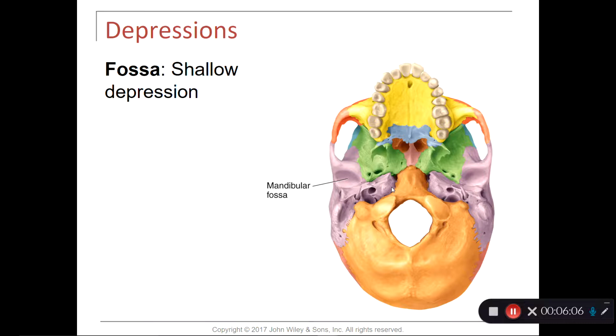Depressions, we're on to depressions. We're talking about indentations. So a fossa is a shallow depression or indentation. You can see that this is where your jaw goes, your mandible goes, that point goes into that mandibular fossa. It's a nice groove that helps keep that jaw, that mandible, in its place. So that fossa is just sort of like that indentation.